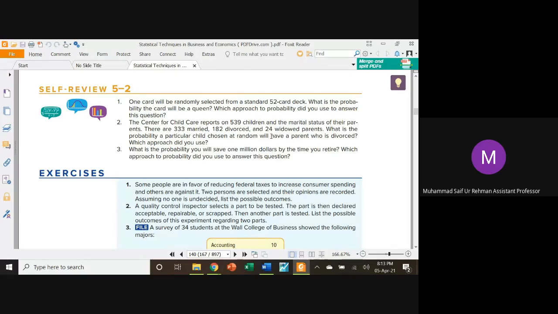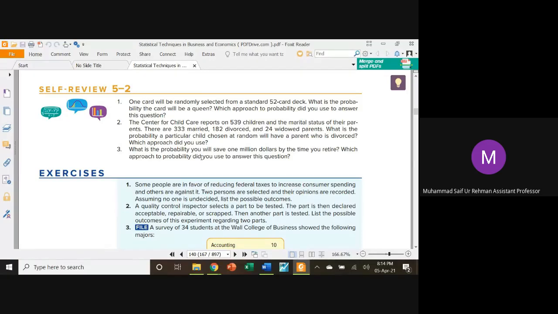Empirical probability. Fine, because divorced may be more than 182, married may be less than 333, widowed may be more than 24. But in this case, if you see 52, there are always 52 cards in a deck. But in this situation, the number of divorced, widowed, and married people may be different. So if you are going to select one child at random, what is the probability that the parents of this particular child are divorced? You will see how many are divorced? 182. And how many total children are there? 539. So 182 divided by 539. This will be the answer.